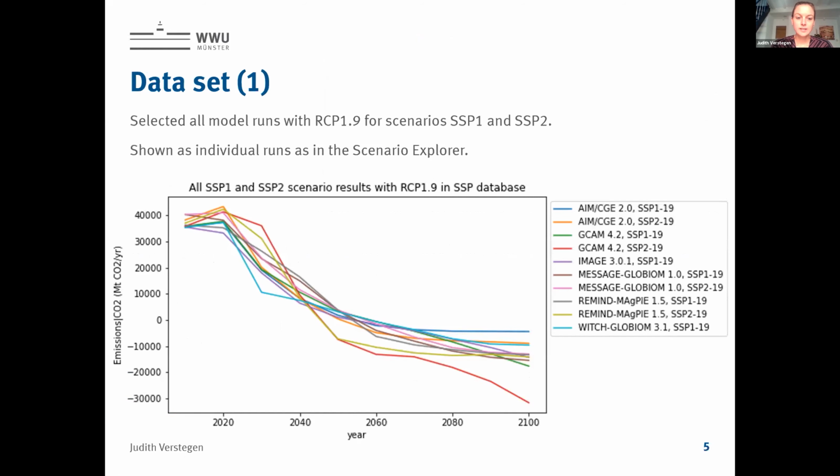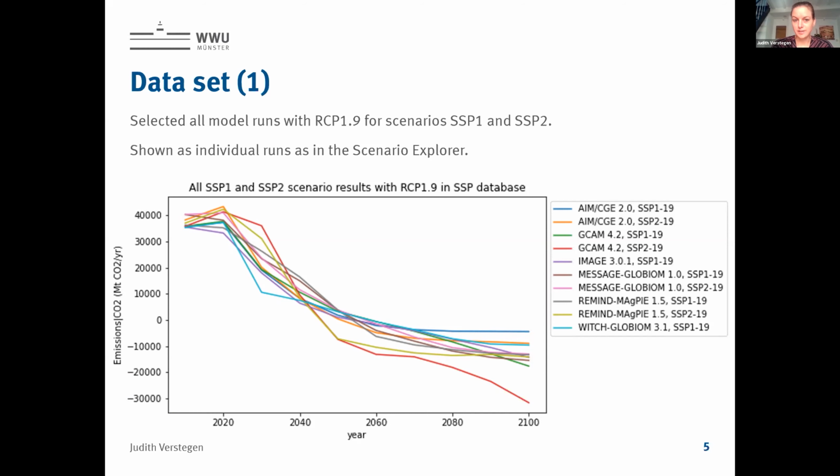We use as a data set all model runs from the RCP 1.9 for the scenarios SSP1 and SSP2 from the SSP database. Based on that query, 10 model runs were selected from the database that you see depicted here. The 10 model runs come from 6 different integrated assessment models, and 6 of them are for SSP1 and 4 of them are for SSP2.